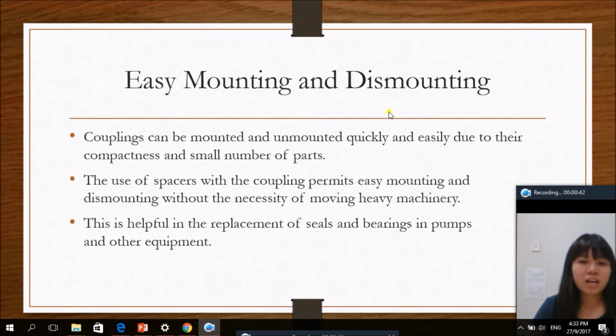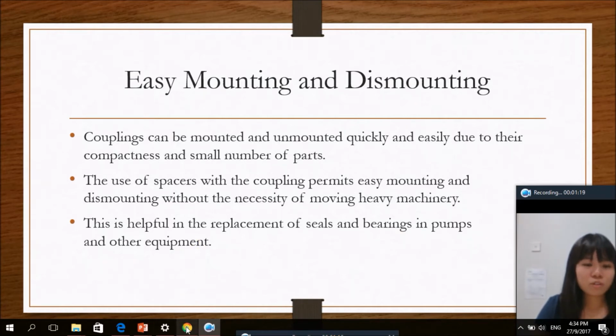Easy mounting and dismounting is also one of the mechanical properties of couplings. Couplings can be mounted and unmounted quickly and easily due to their compactness and small number of parts. The use of a spacer with the coupling permits easy mounting and dismounting without the necessity of moving heavy machinery. This is helpful in the replacement of seals and bearings in pumps and other equipment.